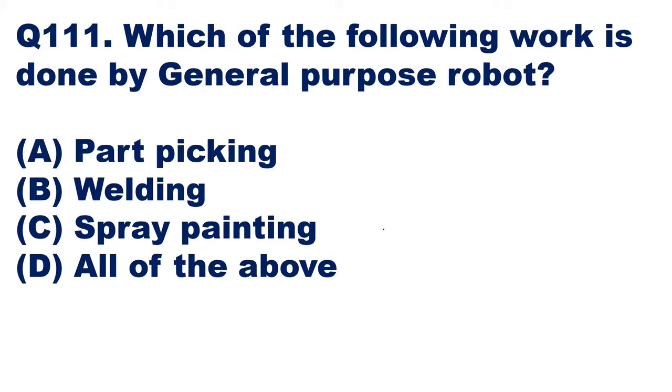Options are part picking, welding, spray painting, all of the above. Obviously, it can do part picking, it can do welding, it can also do spray painting. So all of the above is the answer here. All the work can be done by a general purpose robot. So option D, all of the above, is the answer.